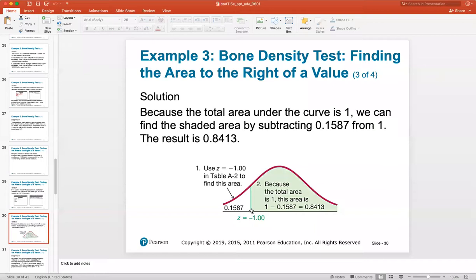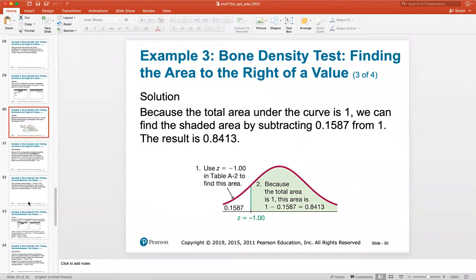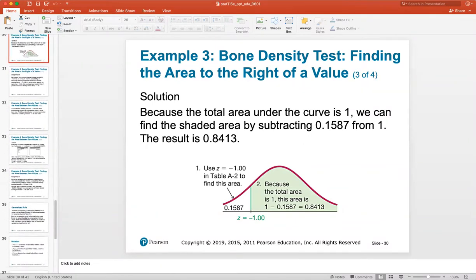Using the table, you figure out the table shows the area from -3 to -1, which is 0.1587, and then we subtract that area from 1. That's going to be the area from -1 to infinity. But it's a little bit complicated, right? That's why I recommend that you just use the calculator instead of using the table. Okay, so next.